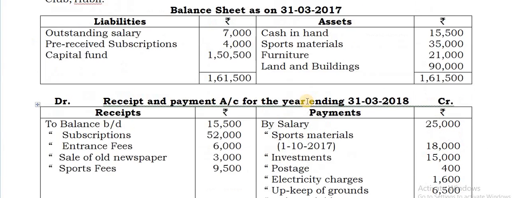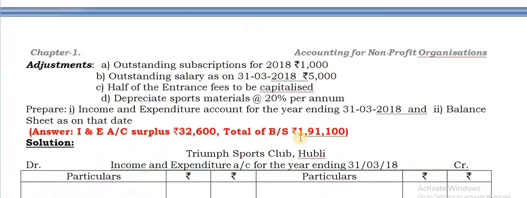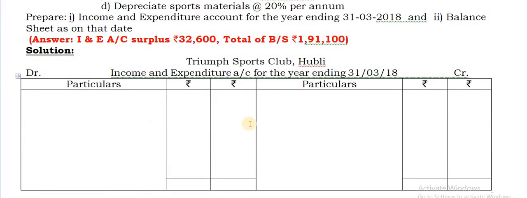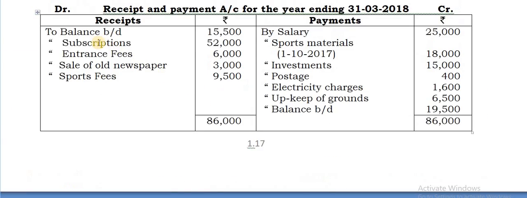Here there are two sports materials, 35,000 and 18,000. On additions, you can find the date 1/10/17 till 31/3/18. So you'll be getting 6 months' time. For those 6 months you calculate for half a year. So 18,000 into 20% into half a year, or 6/12. But on this 35,000 charge for the full year. Alright. So start with the first series.